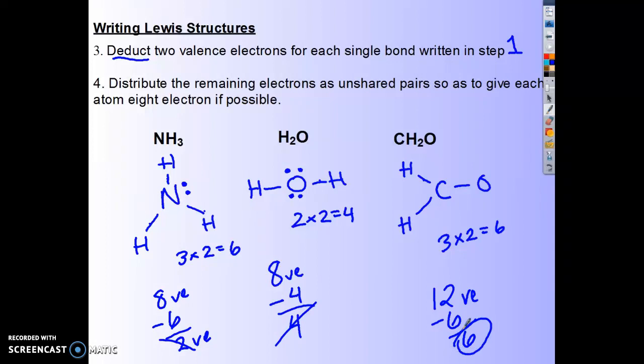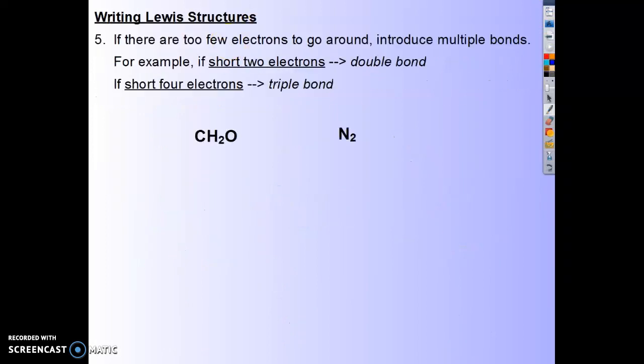So we can't just give carbon 2 electrons and oxygen 6 electrons because we only have 6 electrons left to give at all. So we're going to have to look at the last possible step. So let's move up to step 5. If there are too few, meaning not enough electrons, we're going to have to introduce multiple bonds. So this is double bonds or triple bonds. Okay, so if we're short by 2 electrons, we're going to need to introduce a double bond, but if we're short by 4 electrons, then you would need a triple bond.